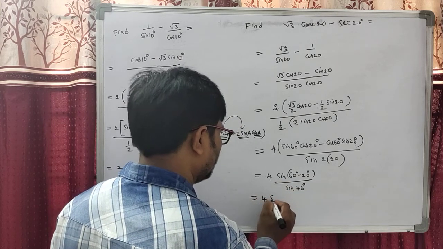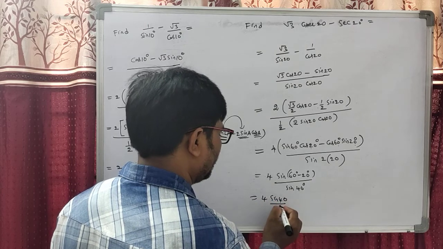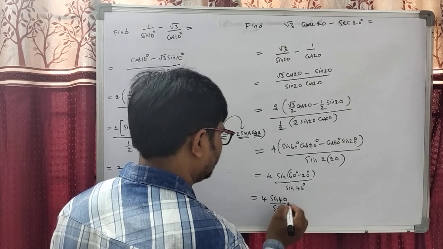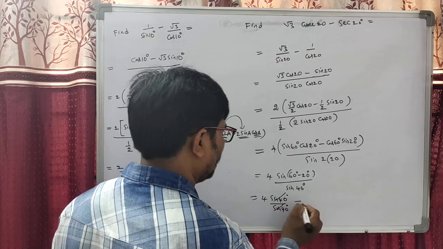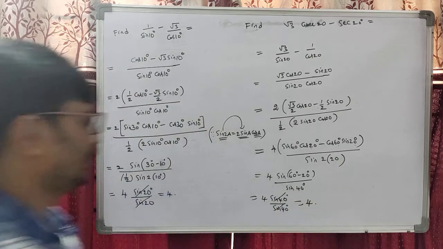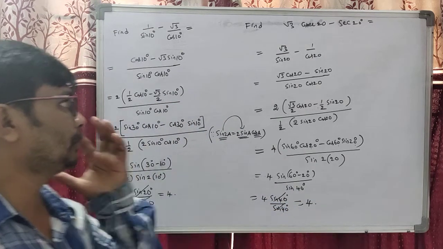Therefore students, this is sine 40 by sine 40. So students, these two are cancelled. We got 1. Write down students. This is the 4.